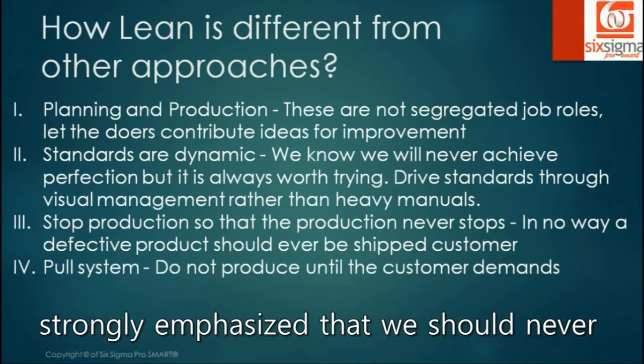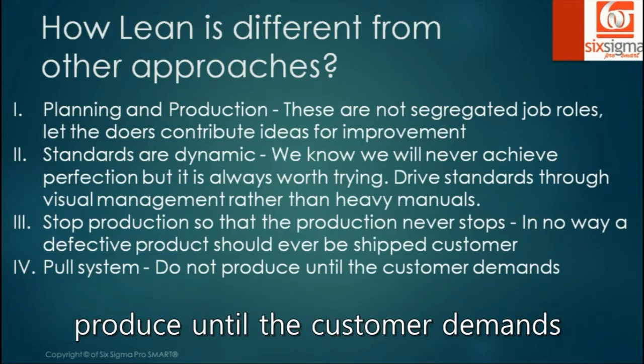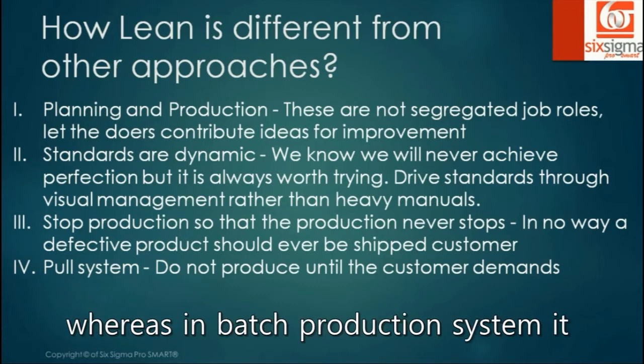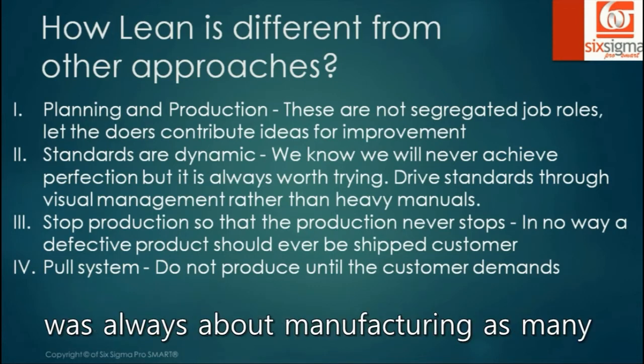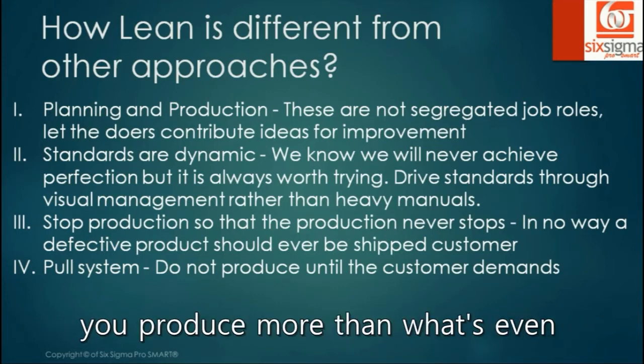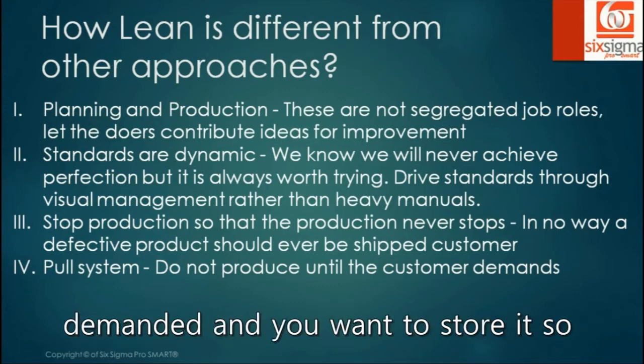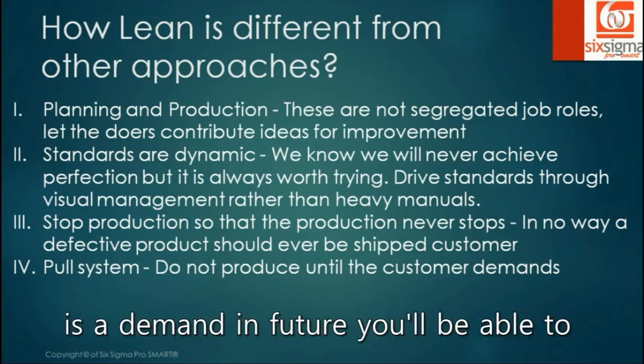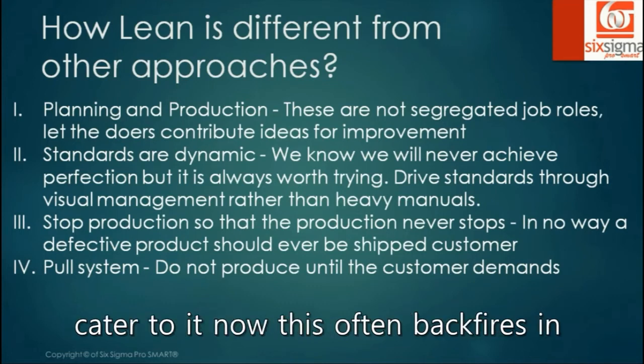Fourth was pull system. So Toyota strongly emphasized that we should never produce until the customer demands. Whereas in batch production system, it was always about manufacturing as many as you can. So it was a push system where you produce more than what's even demanded and you want to store it so that whenever there is a demand in future, you'll be able to cater to it.